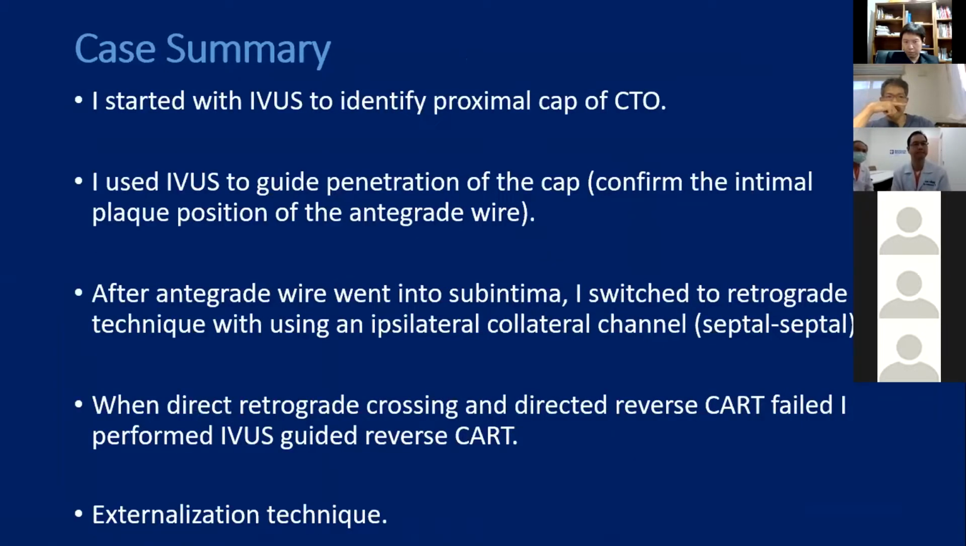So in summary, in this case, I started with the IVUS to identify the proximal cap of the CTO. Then I used IVUS to guide a penetration of the cap to confirm the intimal plug position of the antegrade guide wire. And after the antegrade wire went into the subintimal space, I switched to a retrograde technique using the septal collateral channel. And when direct retrograde crossing and directed reverse CART failed, I performed IVUS-guided reverse CART, and then I did the externalization technique.